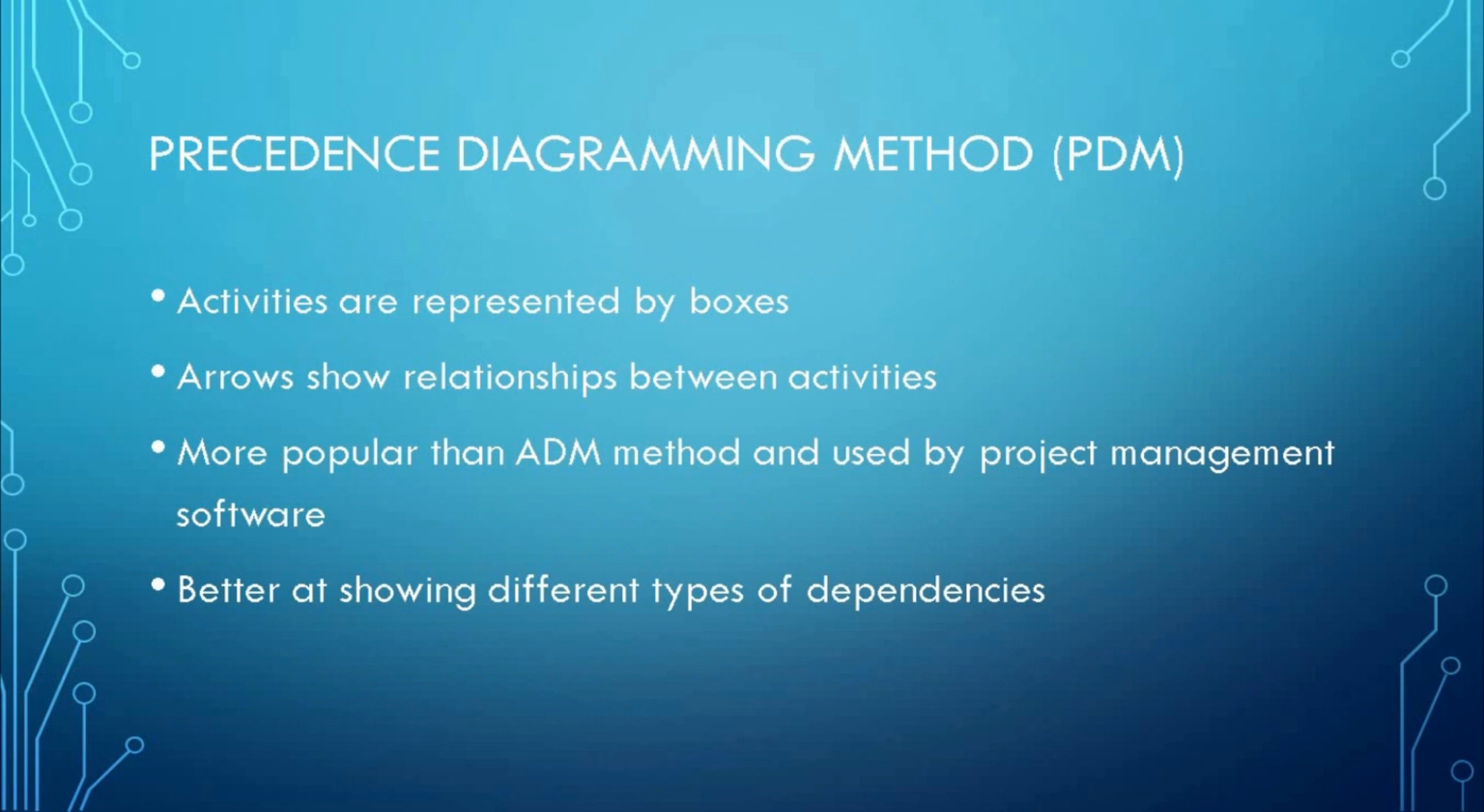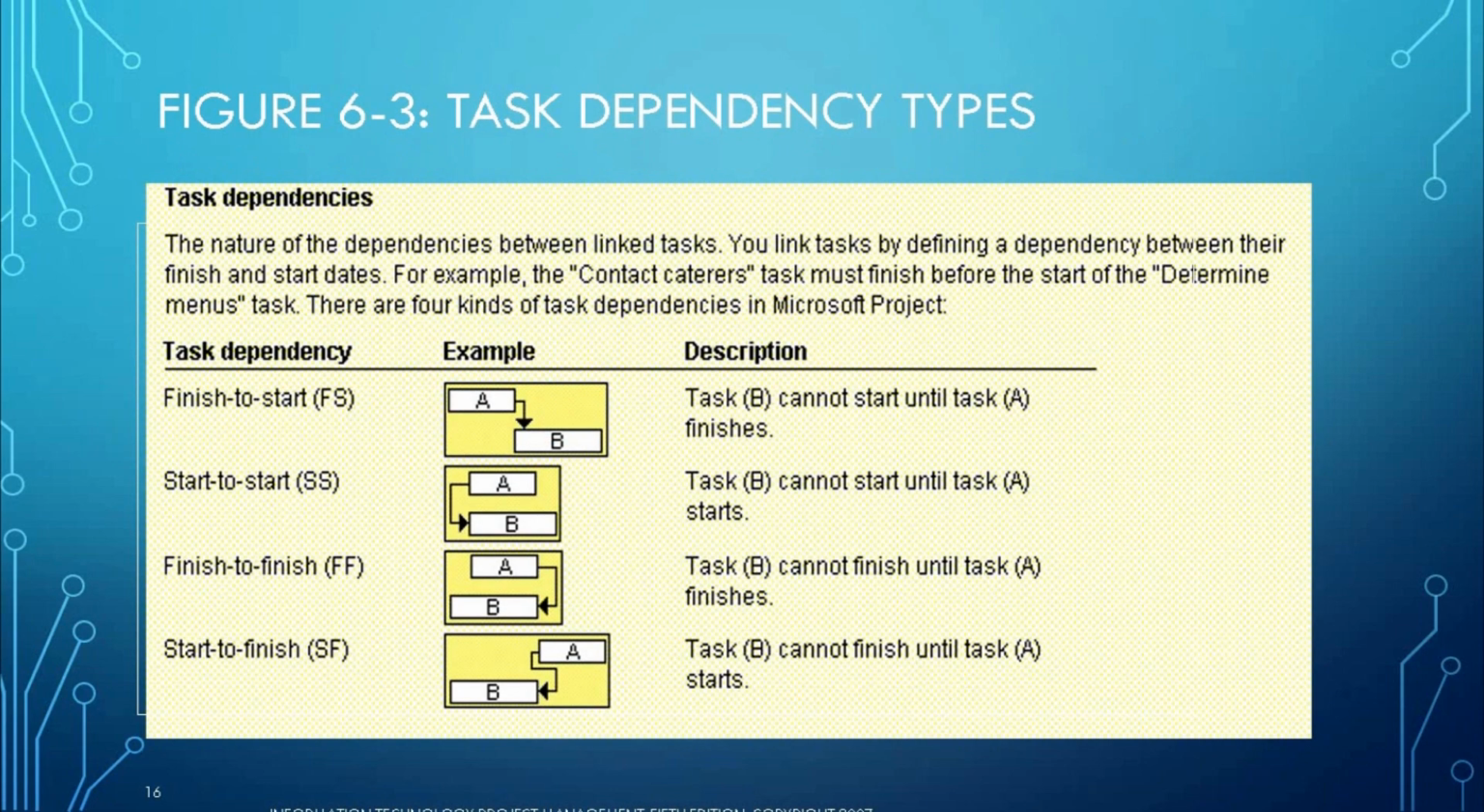Precedence diagramming method. Nodes or boxes are used to represent activities. Arrows show activity dependencies as depicted. There are 4 types of dependencies that you need to be aware of before creating a precedence diagram.